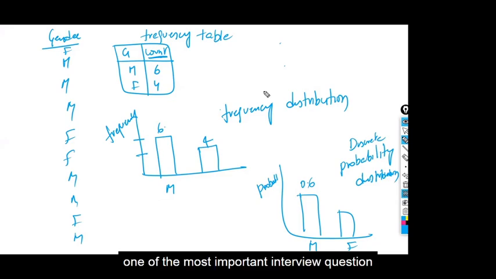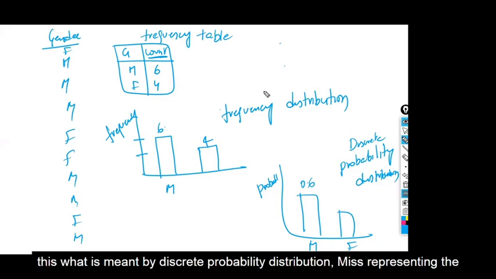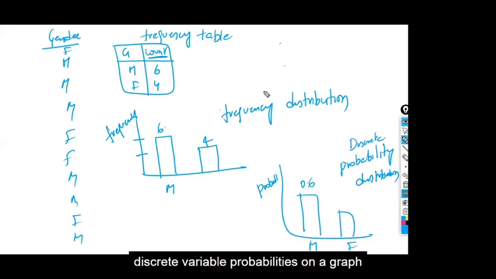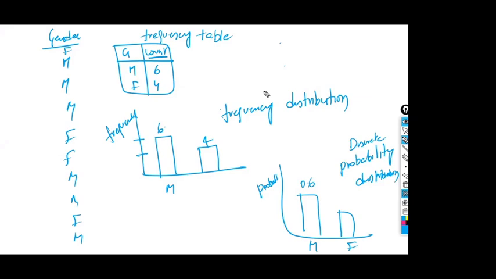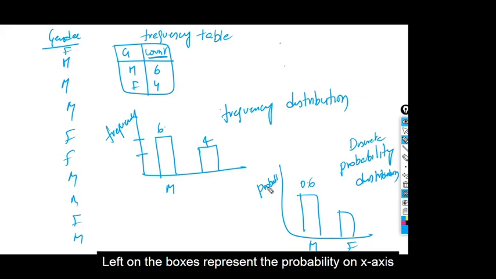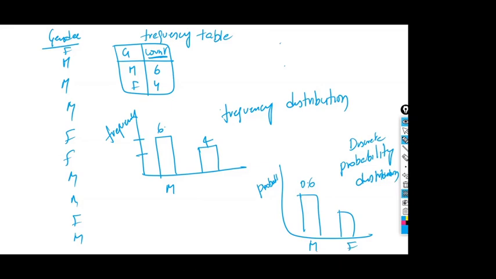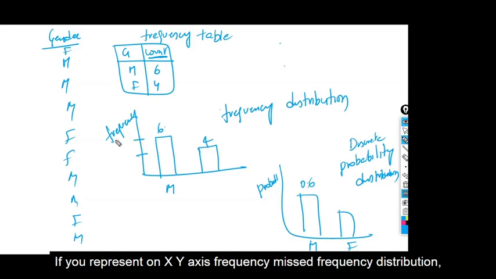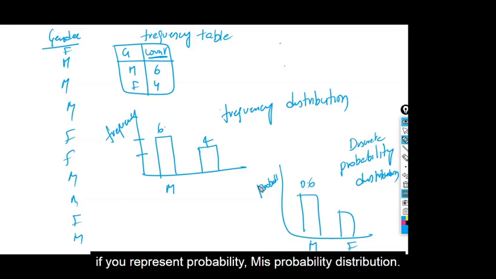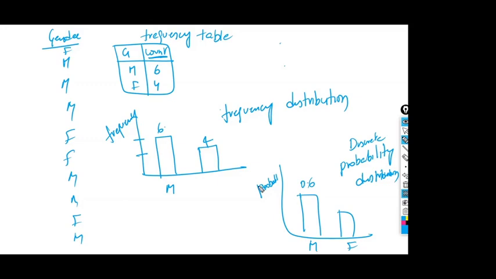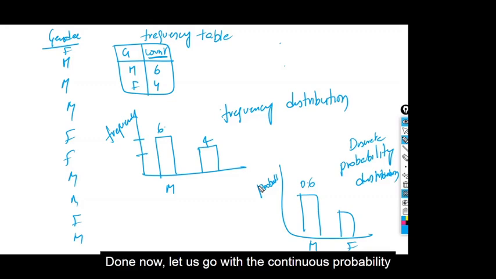One of the most important interview questions: what is meant by discrete probability distribution? It means representing the discrete variable probabilities on a graph is called discrete probability distribution. On the y-axis represent the probability, on the x-axis represent the variable. If you represent frequency on the y-axis, it means frequency distribution. If you represent probability, it means probability distribution. Done? Now let us go with the continuous probability distribution.